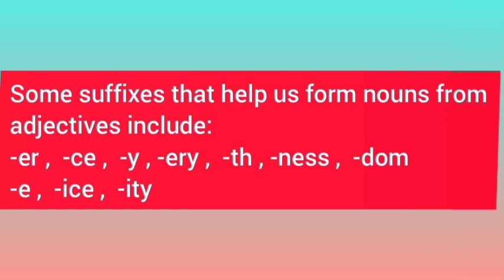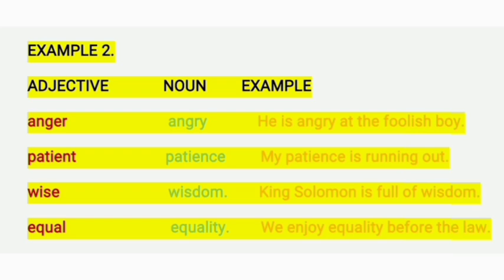Now, some suffixes also help us to form nouns from adjectives. And such suffixes include some of the ones we did mention for verbs. Now, let's look at the word anger, which ends in ER. Now we drop the R and we take Y. And what do we have there? He is angry at the foolish boy. So we have made an adjective out of anger, that is angry.